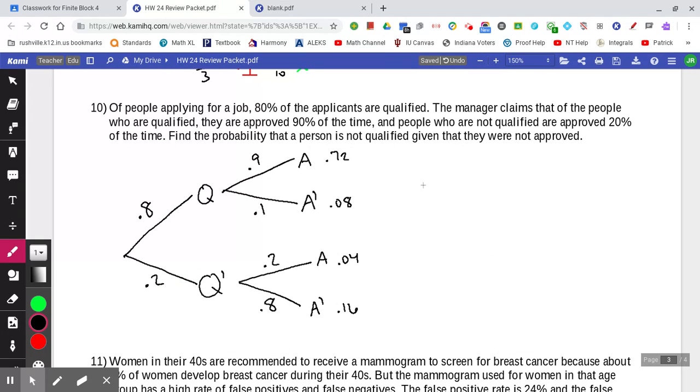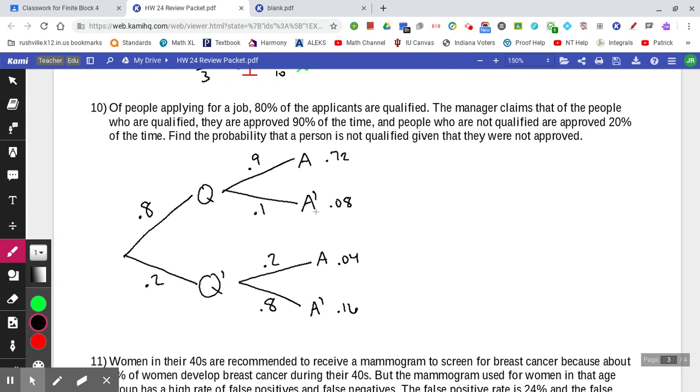This next one also is appropriate to solve with a tree diagram. It says people applying for a job, you either have qualified or not qualified. So that's what I have first. They're either going to be qualified or they're not going to be qualified candidates. And it gives us that 80% are qualified. So complement rule, that means that 0.2 are not qualified.